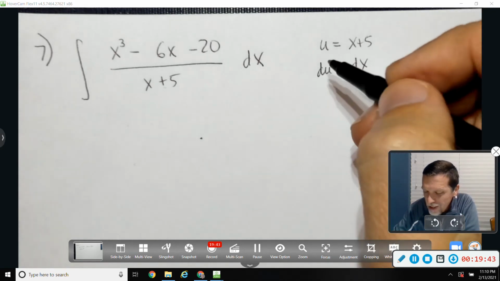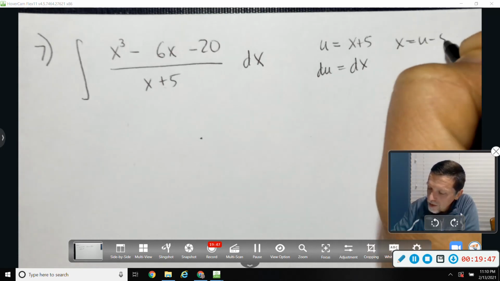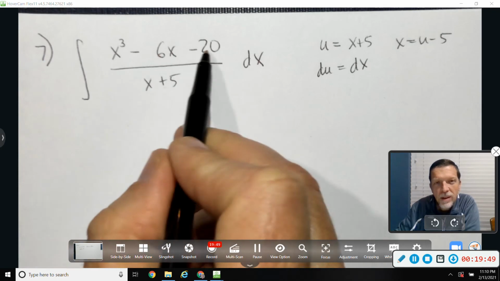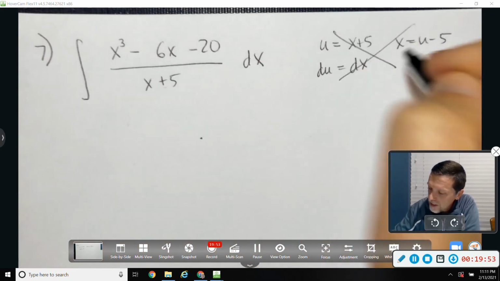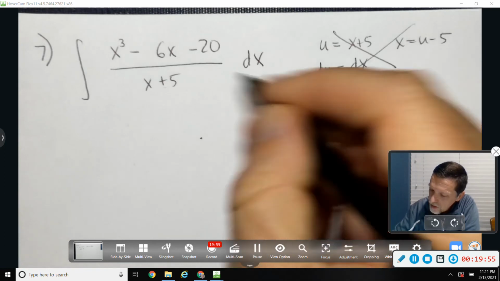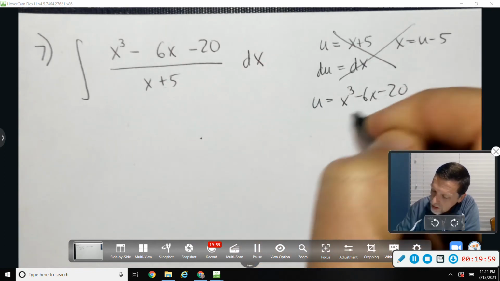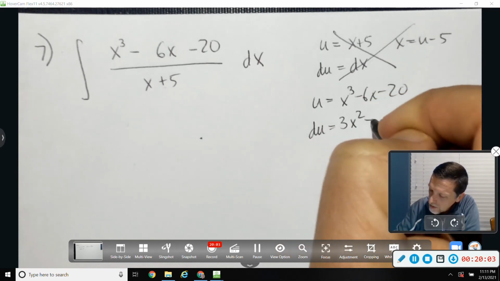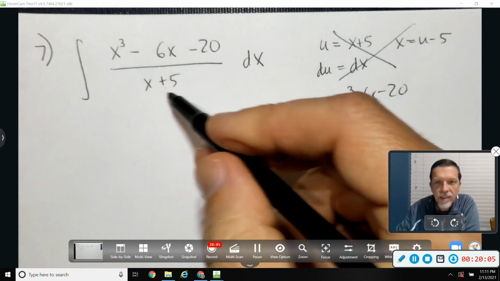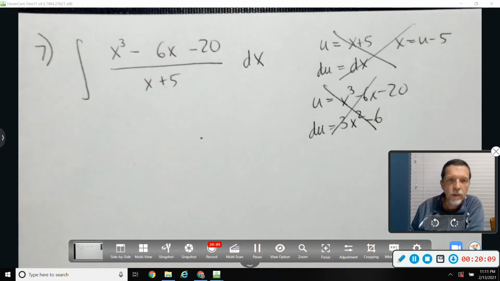I guess you could go the really long way around on this, where you set x equal to u minus 5 and then plug that in up here, and then you'd have to cube it, and that would be a mess, so I don't want to do that. If you let u be the top stuff, okay, that's a reasonable guess. 3x squared minus 6, but that's not what's in the bottom, and we don't want du in the bottom anyway, so that's not getting us anywhere.